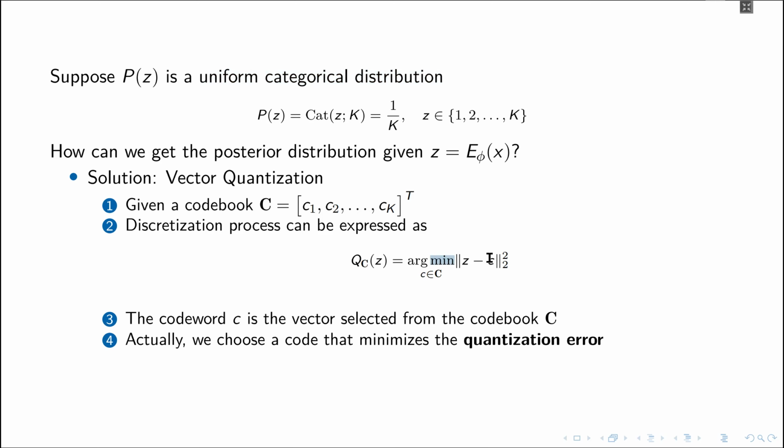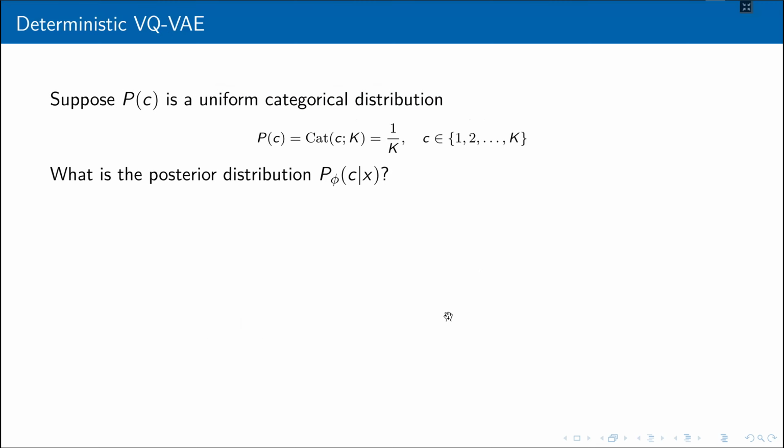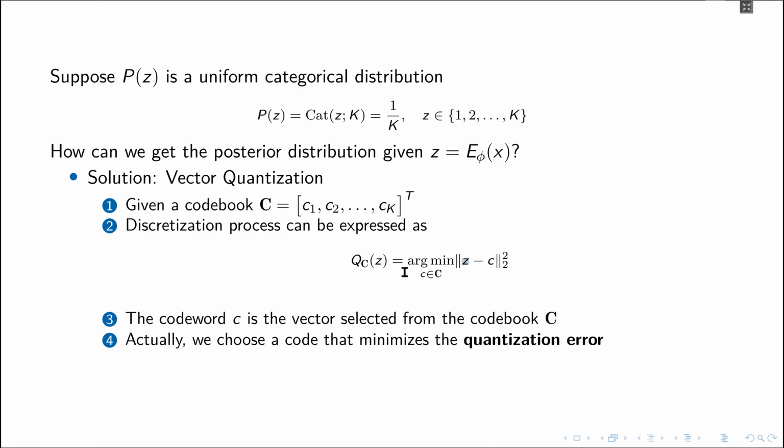How can we get the posterior distribution given Z? What does this statement mean? We're trying to calculate the expectation in the second line. Here you mentioned that the posterior distribution given Z is equal to the expectation of phi of X, right? What is this phi?